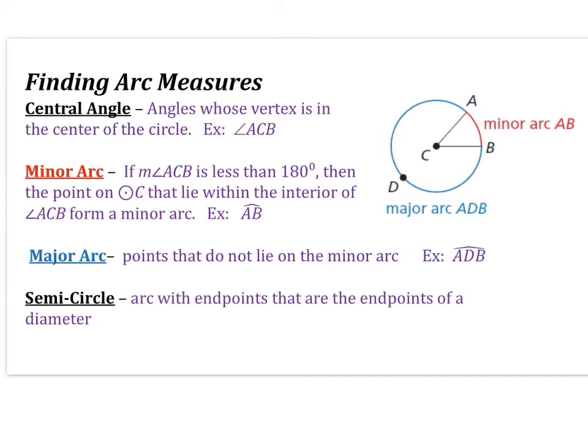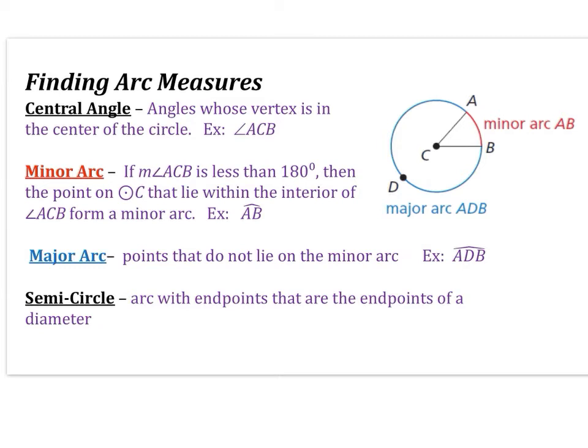We have central angles. Those are the angles whose vertex is the center of the circle. So here we have an example, angle ACB, and the angle's vertex is right there at the center. That's what makes it a central angle. Then we have minor arcs. If the measure of angle ACB, our central angle, is less than 180 degrees, then the points on circle C that lie within the interior of angle ACB form a minor arc.